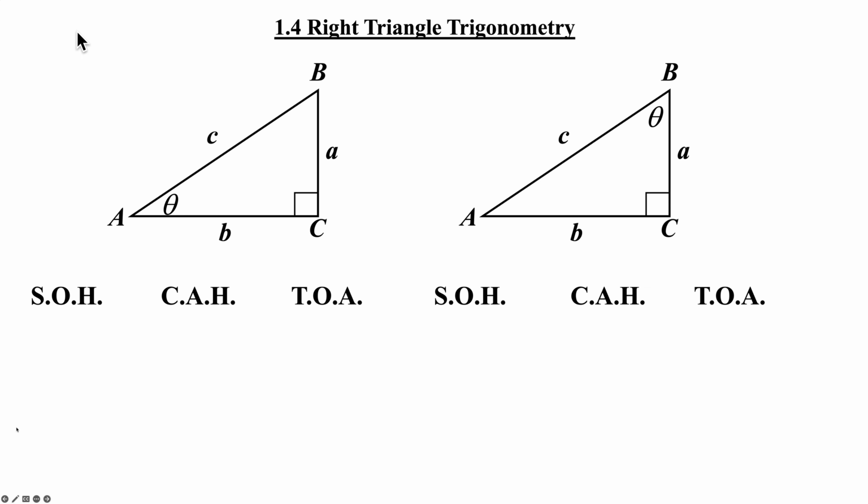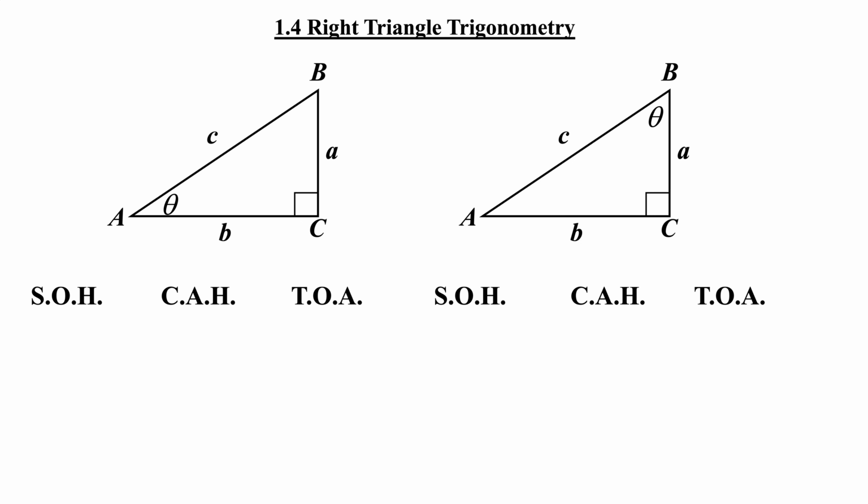Alright, so let's start with section 1.4 talking about right triangle trigonometry. This is going to be very similar to our coordinate geometry where we're talking about points being in quadrant 1, because everything here is going to be positive values. I have two diagrams of the exact same right triangle, but the theta is located in different locations, and that's going to affect what we call our SOHCAHTOA rules.